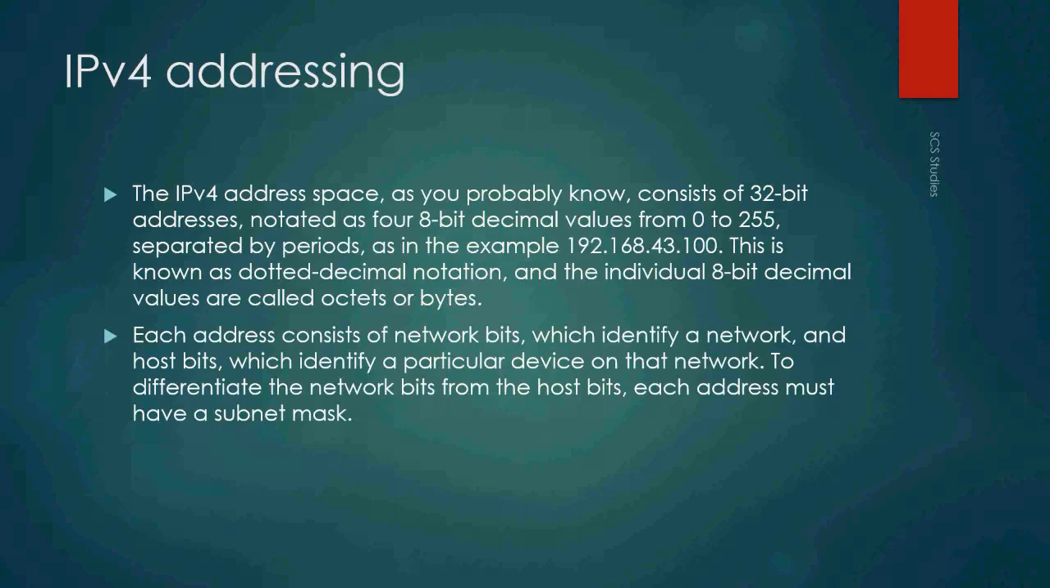For example, we have the address 192.168.43.100. In this IP address, the dot is known as dotted decimal notation, and each individual octet has 8 bits, which is called an octet or byte. Each address consists of network bits which identify the network part and host bits which identify the particular device on the network. To differentiate them, each address must have a subnet mask. The subnet mask is the only option by which we can identify which is the network part and which is the host part. The host part can be distributed over the LAN, but the network part cannot be changed.